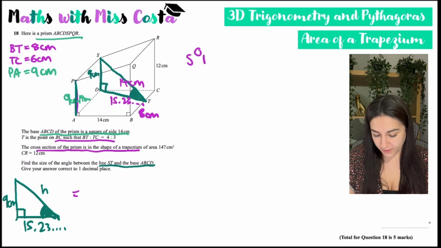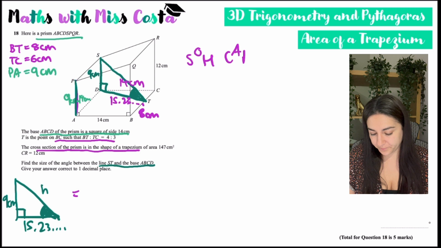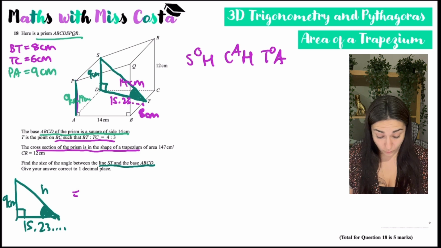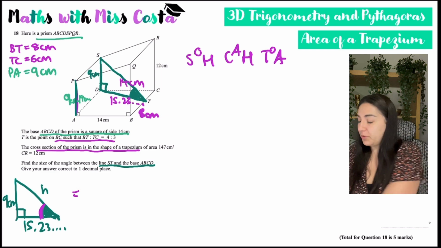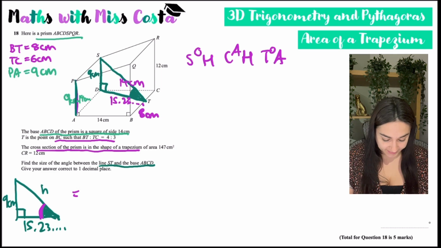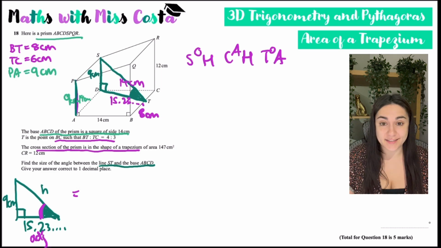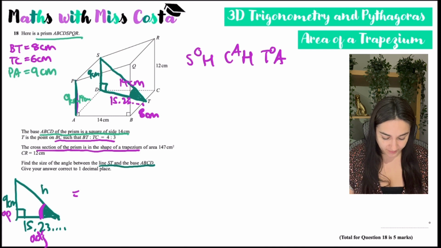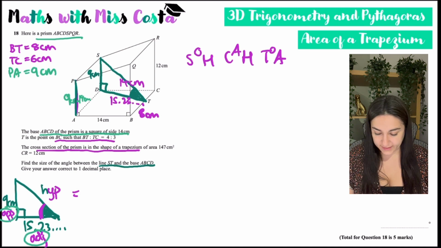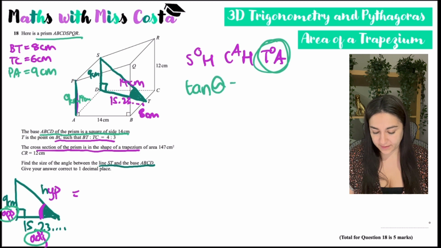So I'll write out my trigonometric ratios, SOHCAHTOA. What am I trying to find out? I'm trying to work out this angle. So let's label the triangle accordingly. This is adjacent because it's adjacent to the given angle. This side will be the opposite and this side will be the hypotenuse. So the two values I'm using is the adjacent and the opposite, which is this ratio. So I know I'm going to use tan theta equals the opposite over the adjacent.